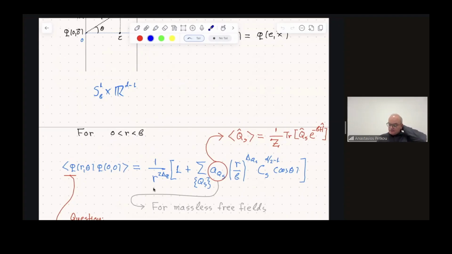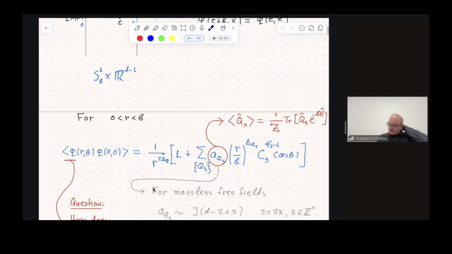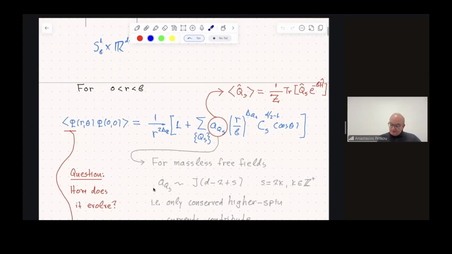Okay, so in general, as again many of you know, when the distance is less than beta, the inverse temperature, then if the theory is a CFT, there is a general expansion of the correlator, which is given here. What one notices is the presence of these Gegenbauer polynomials with the powers r over beta, and usually they are called the thermal conformal blocks. And of course these coefficients here, the a's, and of course the spectrum of the operators.